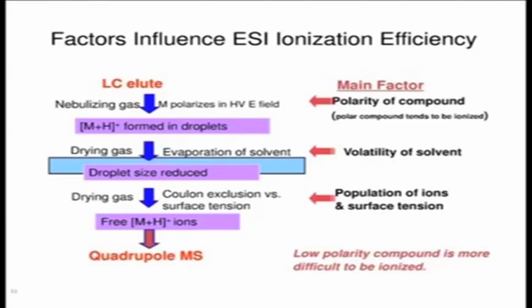Then the drying gas is used for the evaporation of the solvent. Because of that, the droplet size reduces, and there is a competition between the Coulombic force of repulsion and surface tension. Then there is formation of free ions, and they enter the mass spectrometer.